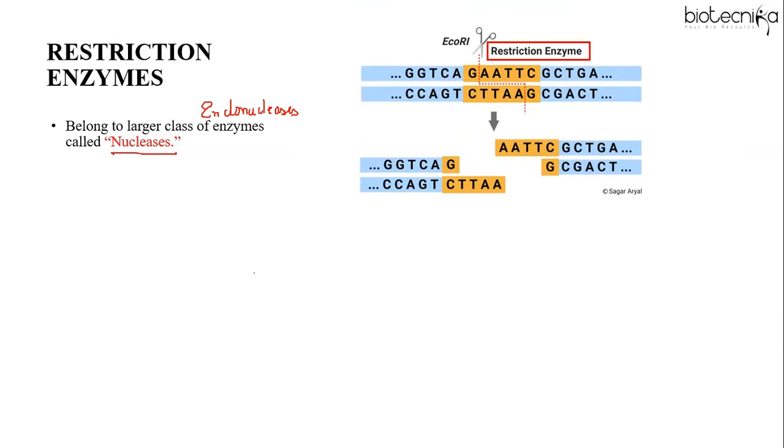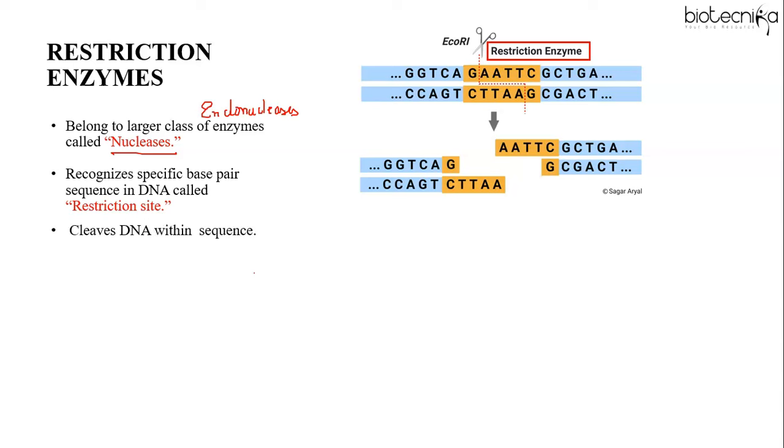Restriction enzymes are also popularly known as molecular scissors, and they belong to a larger class of enzymes called nucleases. Nucleases are the enzymes which break the phosphodiester bond of nucleic acids, and they can be exonucleases and endonucleases. So basically restriction enzymes are endonucleases as they cut within the DNA molecule. And the interesting fact about restriction enzymes is that they don't cut randomly. They recognize a specific base pair sequence in DNA and cleave DNA within this sequence. So here you can see an example of restriction enzyme EcoR1, and this is the recognition sequence for EcoR1, and this is the site at which they cut.